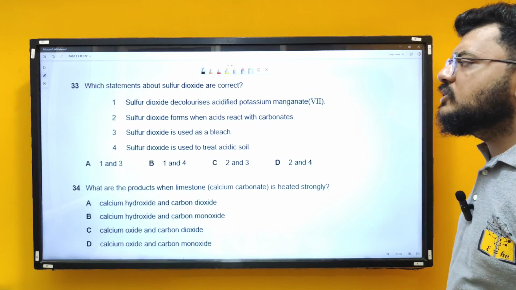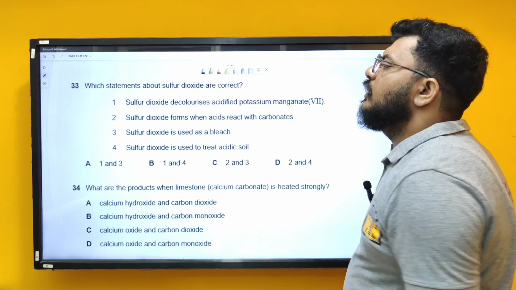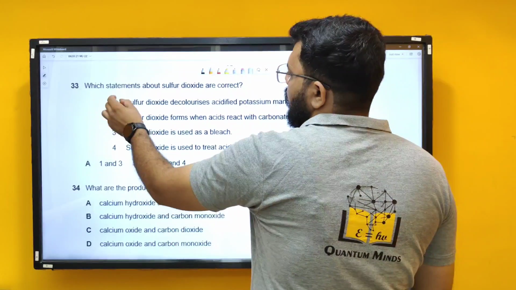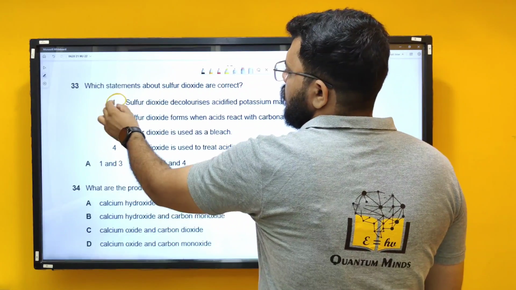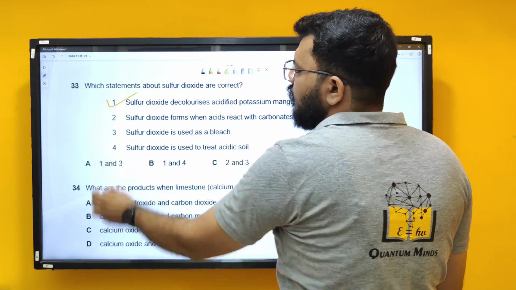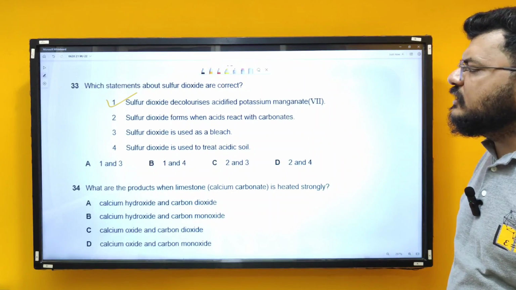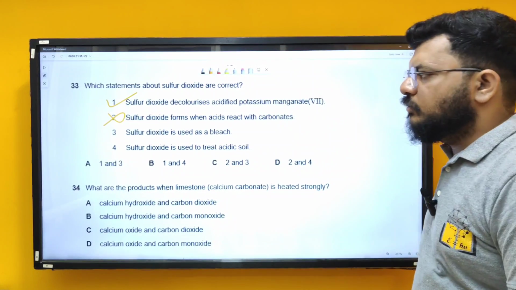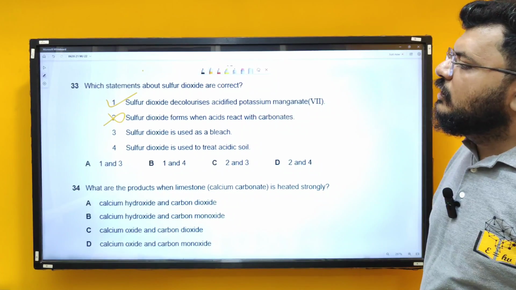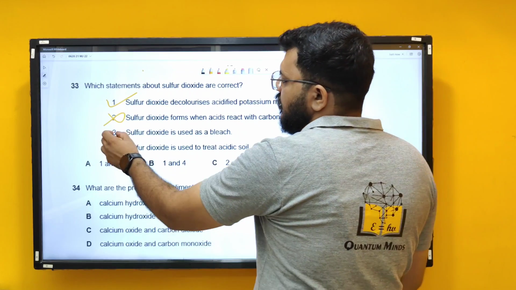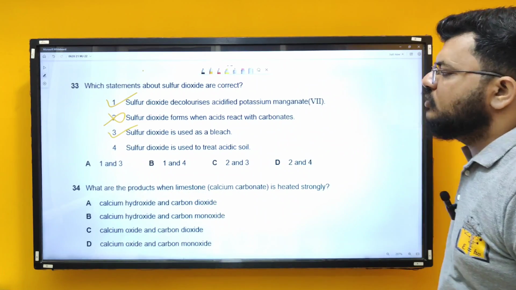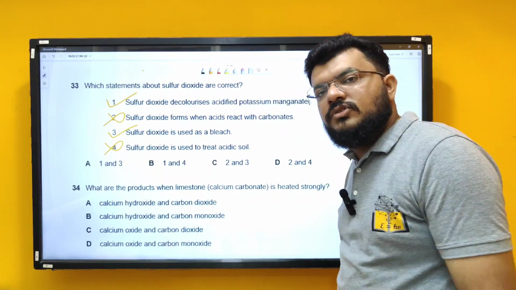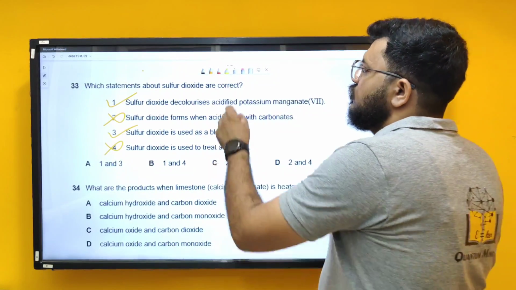So we have, which statements about sulfur dioxide are correct? Sulfur dioxide decolorizes acidified potassium manganate. Yes, it does. So this is correct. Then sulfur dioxide forms when acid reacts with carbonates. No, carbon dioxide forms when acid reacts with carbonates, right? So sulfur dioxide is not. Sulfur dioxide is used as a bleach. Yes, it is. Sulfur dioxide is used to treat acidic soil. No, it is not. Right? Calcium oxide is used to treat acidic soil.